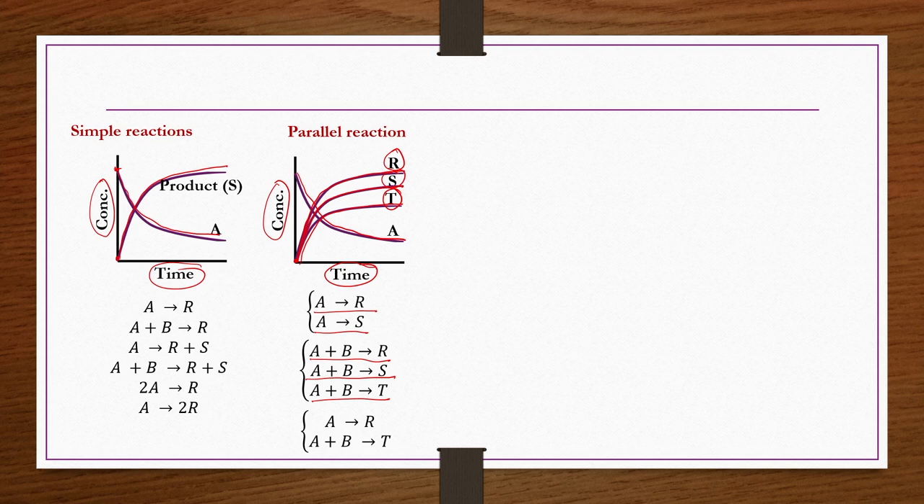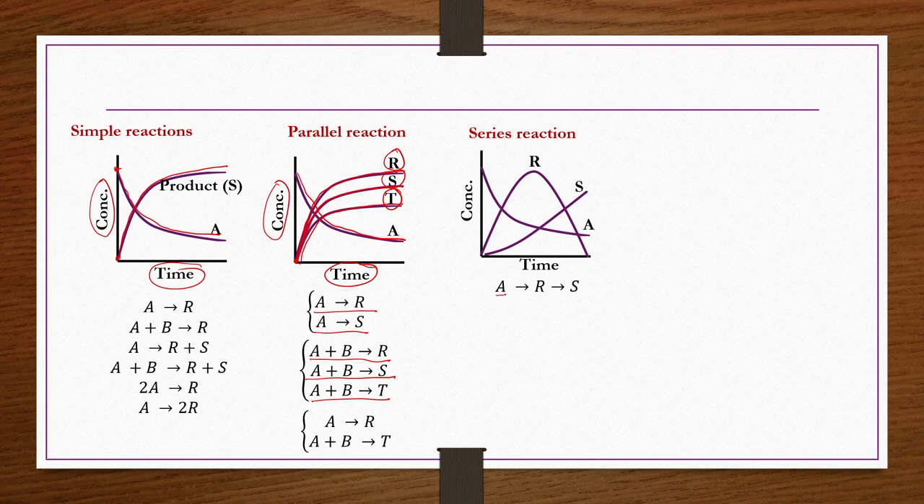Okay? Then series reaction, what does it mean? You have a reaction like A giving rise to R, and then the reaction is not stopping there, right? It is further forming S. It is not that A is giving another product S. No, A is giving product R, which is a reactant for product S, right? So they are in series: A giving rise to R, and then that product of the first reaction becomes the reactant to form product S. That is the second reaction. So these two reactions are occurring in series like this, okay?